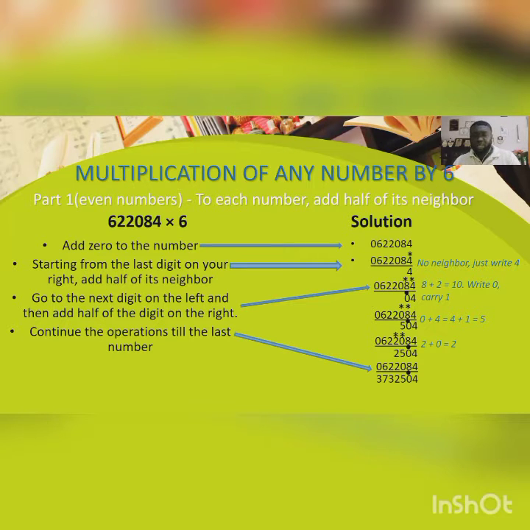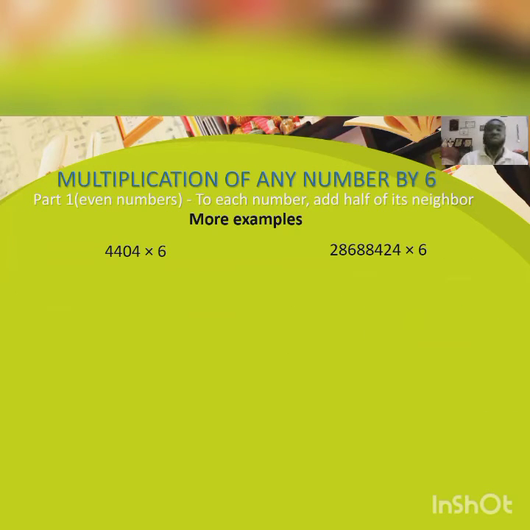We'll go to the next digit, which is 2. 2 plus 0, of course, half of 0 is still 0, so 2 plus 0 is 2. Then we go to the next number, 2 plus 1, which is half of 2, is 3. The next number is 6 plus 1, which is half of 2, that's 7, I beg your pardon. Then 0 plus half of 6 is 3, so 0 plus 3 is 3. So the answer we have is 3,732,504.